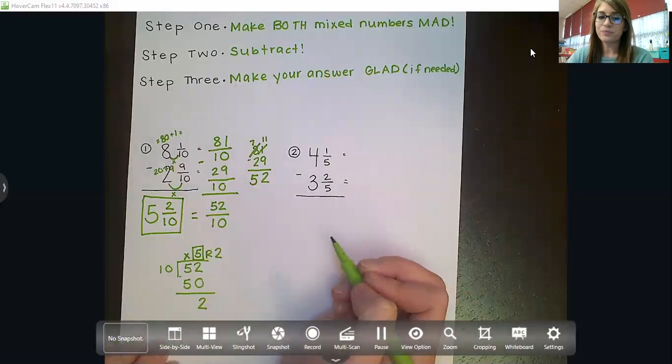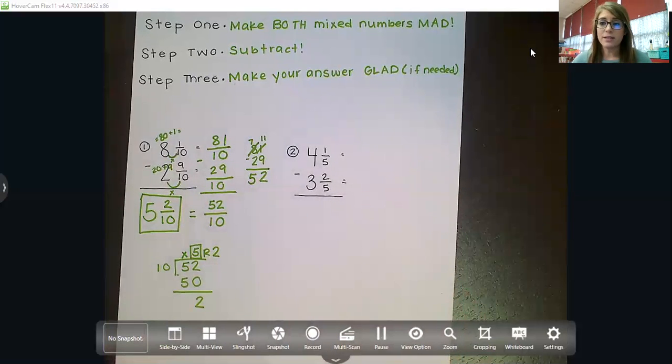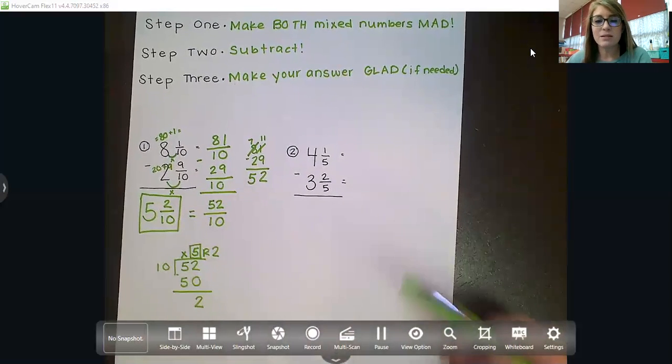Very good. I know that process is a little long. I know that's a little intimidating. I know this is one of those things where you see a problem like this and you're kind of like, nah, I don't really want to do that. But it is good to know, and you do need to know this. So let's look at this next example. I want you to have paper and pencil so you can practice this one with me, okay?